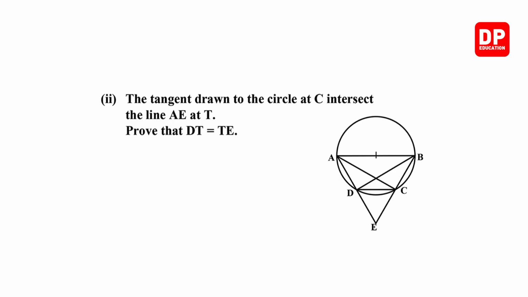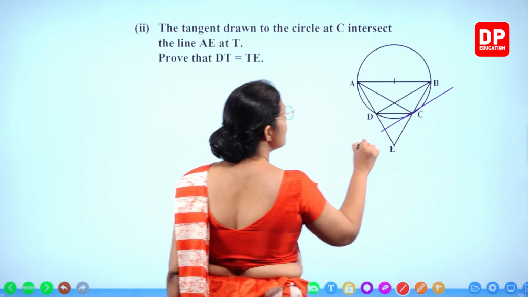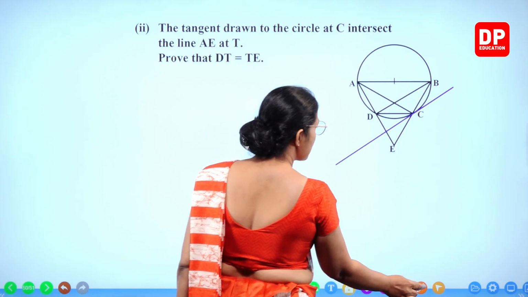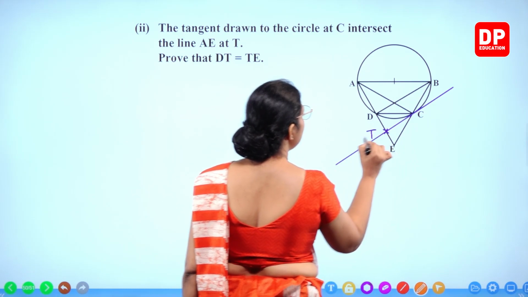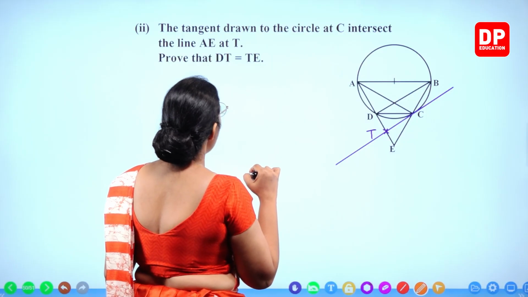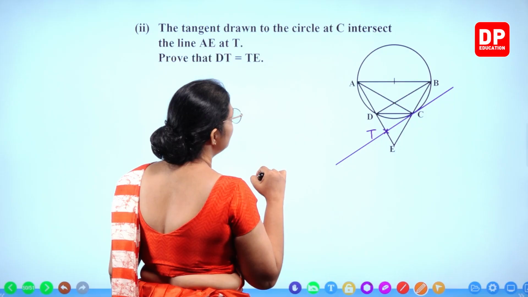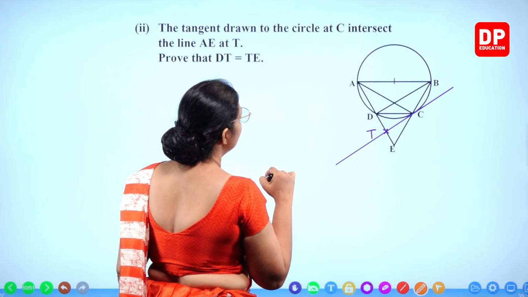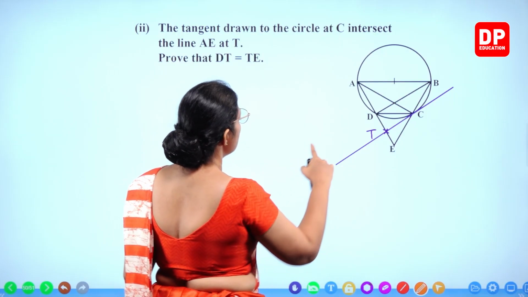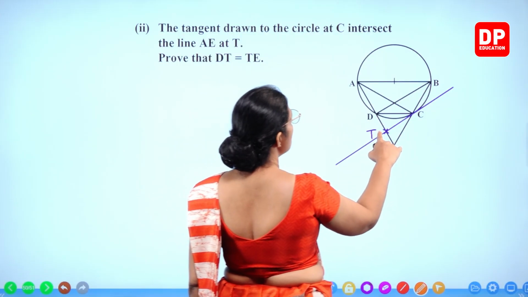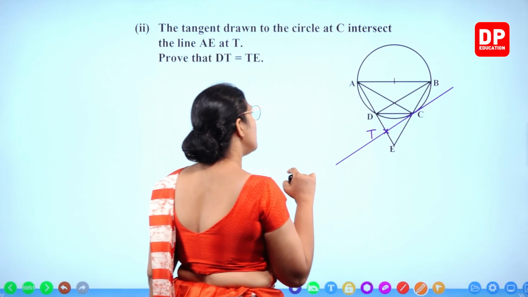The tangent drawn to the circle at C intersects the line AE at T. So let's draw that. Tangent drawn at C intersects AE at T. Prove that DT is equal to TE. These two lengths are equal.